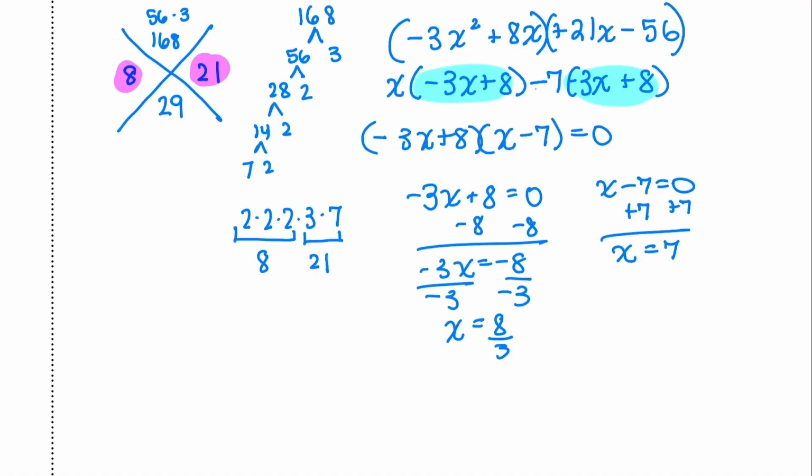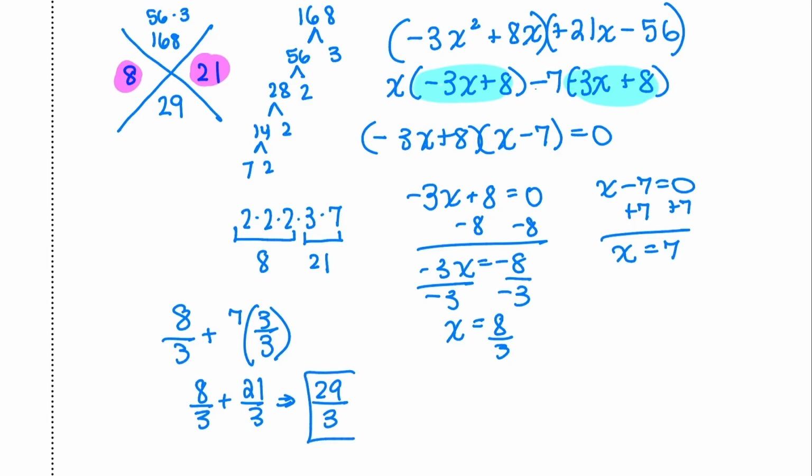Now it's asking us what the sum of those are. So we're going to do 8/3 plus 7. We have to get a common denominator here. So that's going to be 8/3 plus 21/3. And the sum of those is going to be 29/3. And that's our final answer.